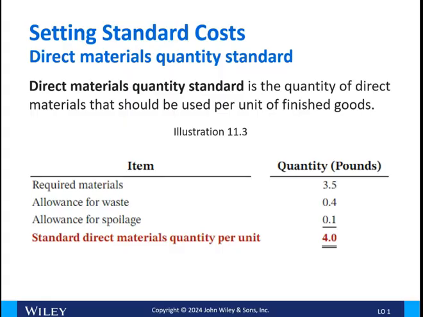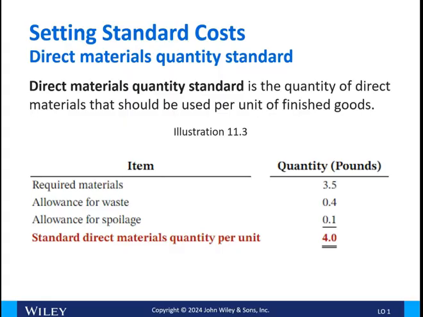So yeah, we do allow for some waste, we do allow for some spoilage, because we know we're not going to use every pound or ounce of direct materials that we receive in. There's going to be some waste and some spoilage.